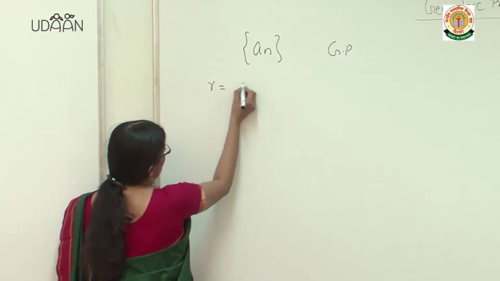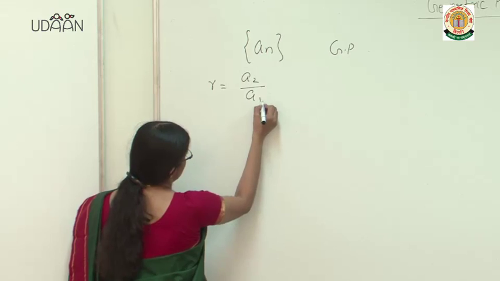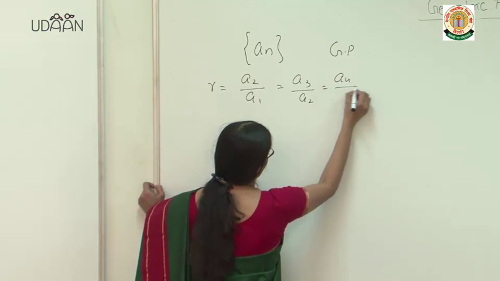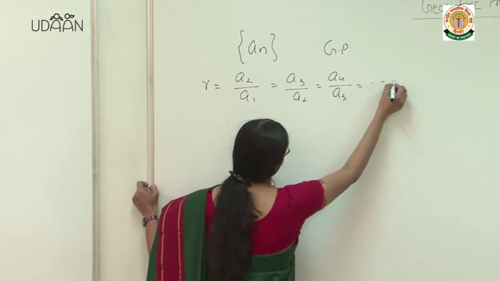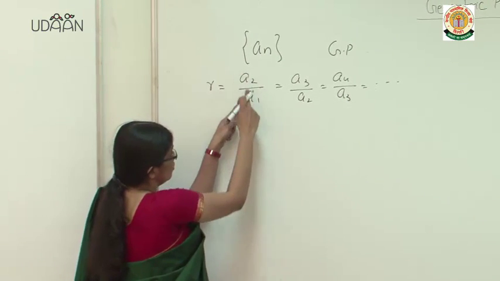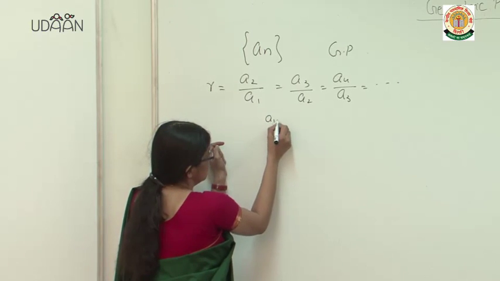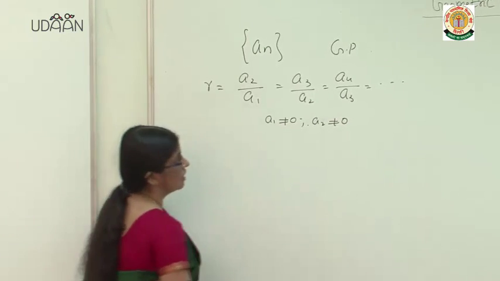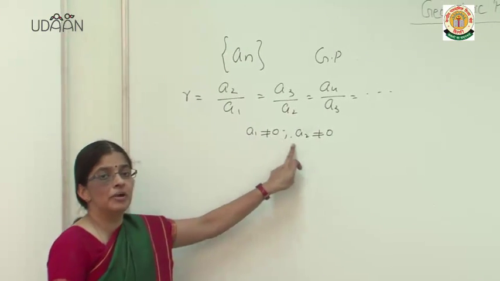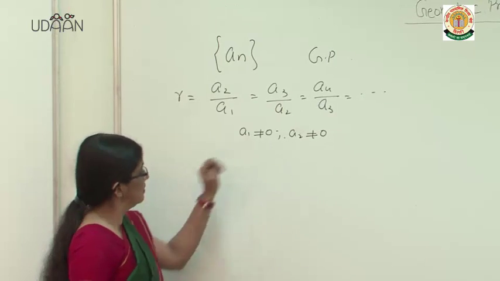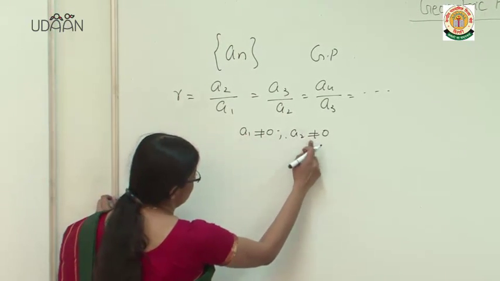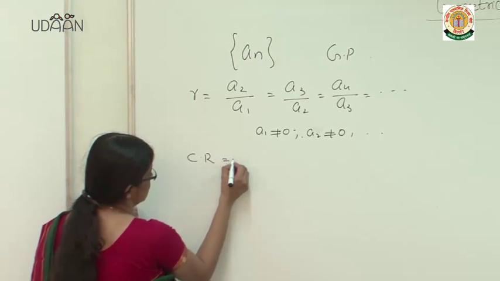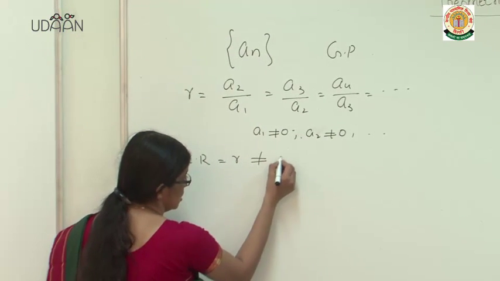Then the common ratio r is given by a2 by a1 equal to a3 by a2 equal to a4 divided by a3, etc. Look, a2 by a1 implies a1 not equal to 0, a2 not equal to 0, etc. What does it mean? No term of a geometric progression can be 0. Since a1 not equal to 0, a2 not equal to 0, etc., the common ratio of the geometric progression is also not equal to 0.